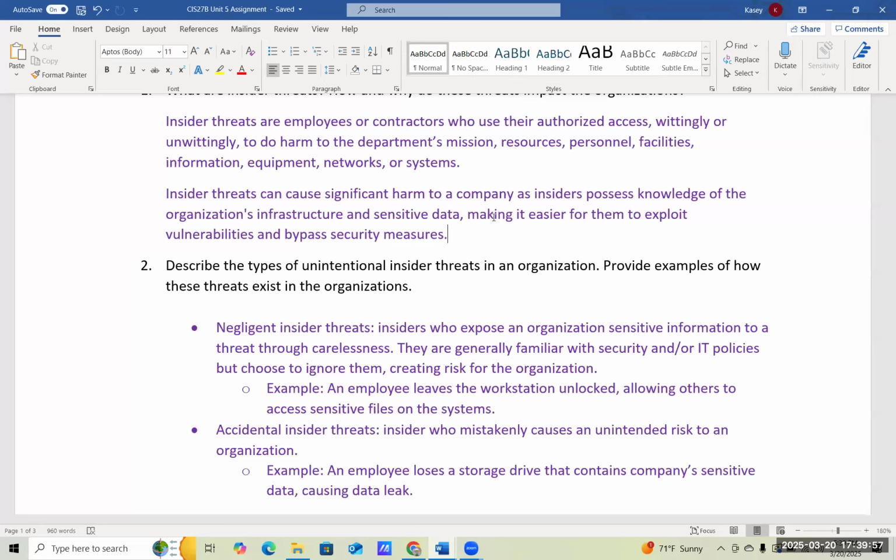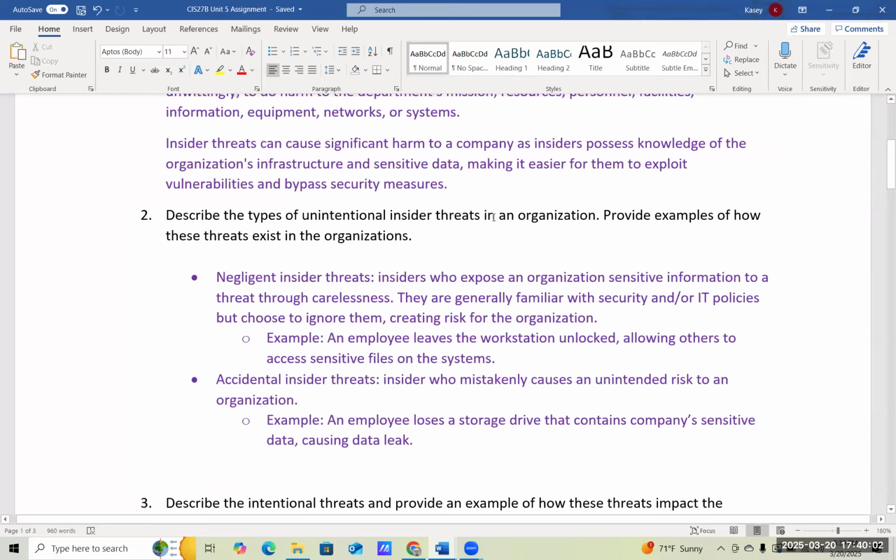Then you have the accidental insider threats. And this is not intentional. So it's caused by mistake. So let's say that you have employees that have access to external drives or storage, right? SD, USB, and it might contain corporate information or data, which cause data leak.